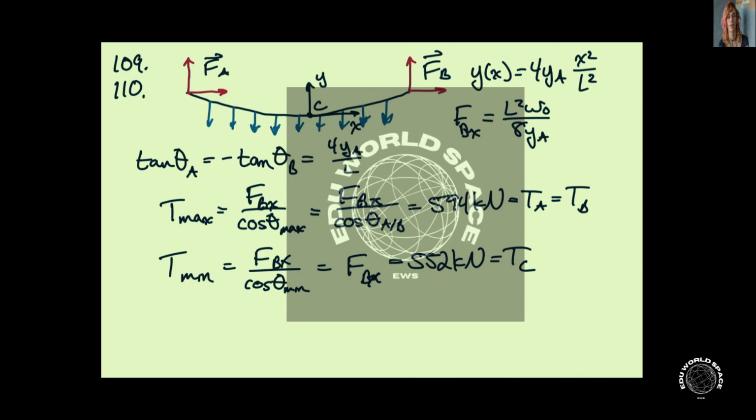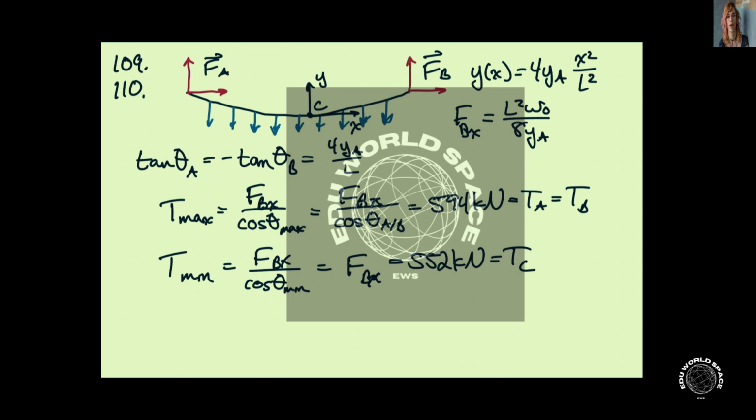In this problem L is given to be 30 meters. We're asked in problem 109 to find the maximum, and that occurs either at this point or this point. Because cosine is an even function, we can just take the absolute value of the angle here.